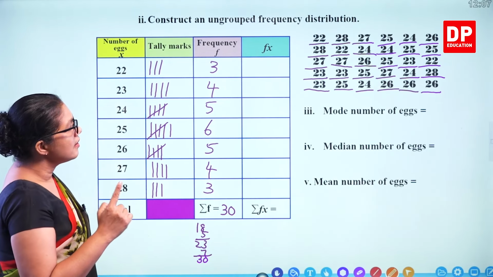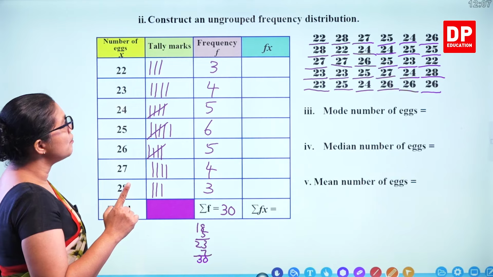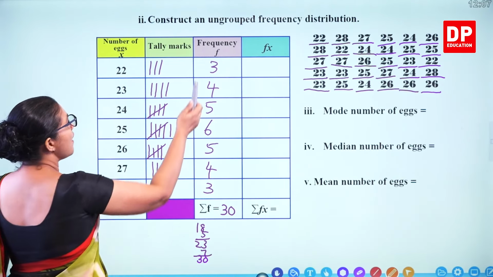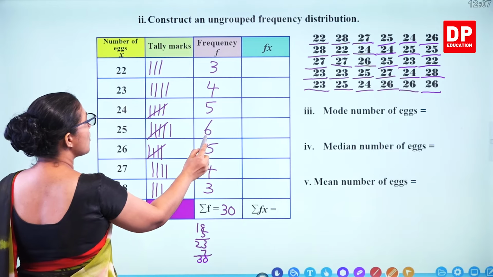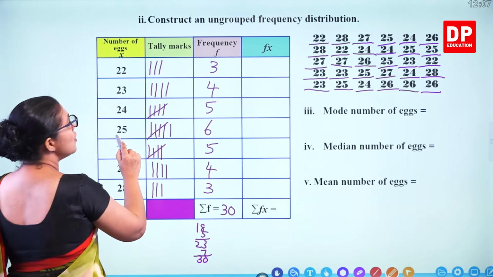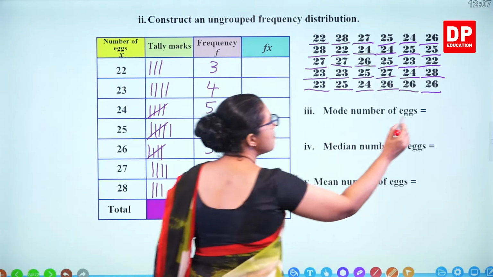Then you can find out the mode value, mode number of eggs. Look at the frequency column and see one which has the highest frequency. So 6 is the highest number. So 25 is the mode value.